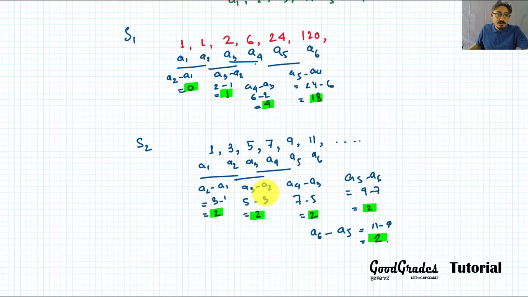So this is what defines an arithmetic progression.